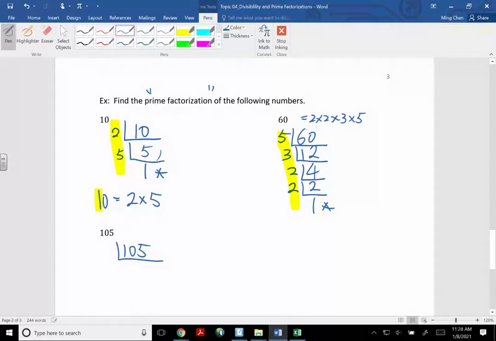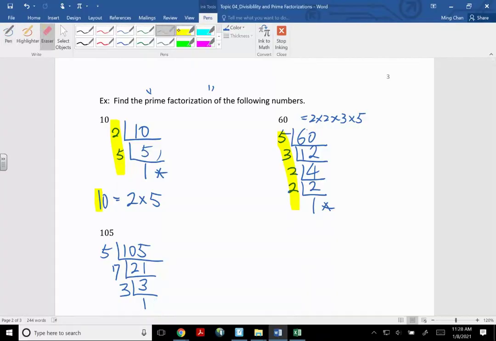All right, the only prime numbers I can think of right now are 3 or 5. Remember, 1 plus 0 plus 5 is 6, and 3 can go into 6. So I'm going to use 5. 5 going into 105 is 21 times. To break down 21, I can use 3 or I can use 7. I'm going to use 7. 7 goes into 21 3 times. 3 is a prime number, so only 3 can go into 3 one time. So that's how I end. When I see the 1 down here, that's it.